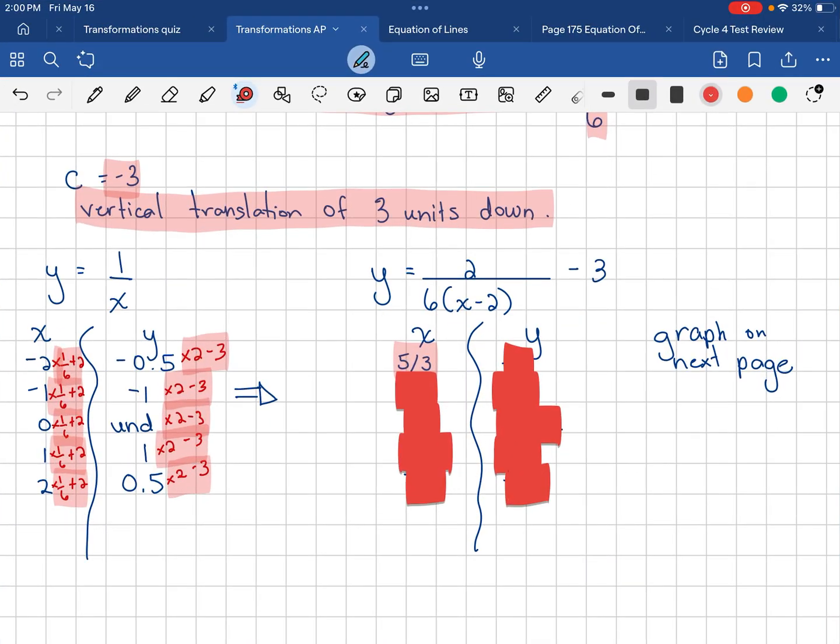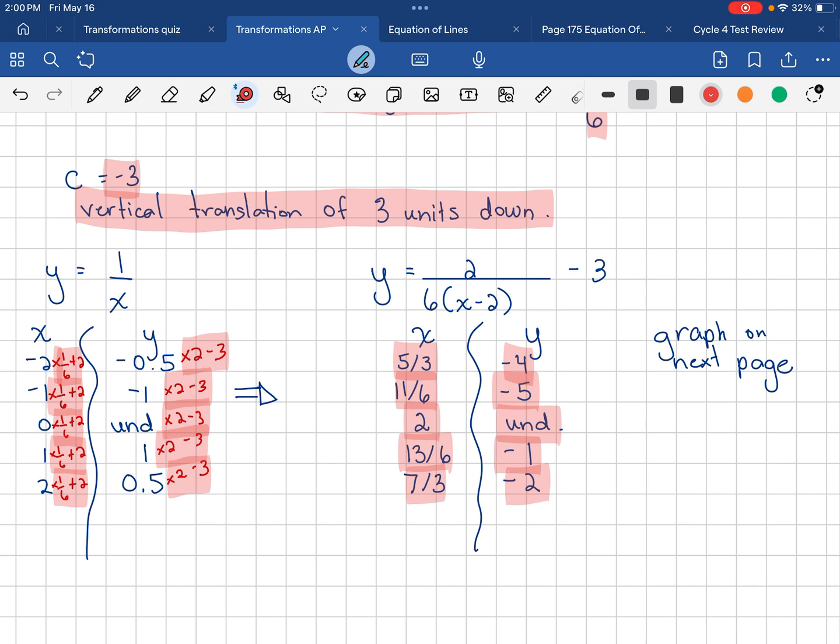And then if you do that for every other x value, you will get these values here. Just make sure you use a calculator and you double check on your own. Same thing for the y's. If you put these values into your calculators, you will get the following values. So then we just need to go do the graph.